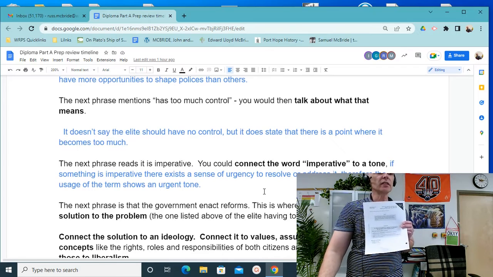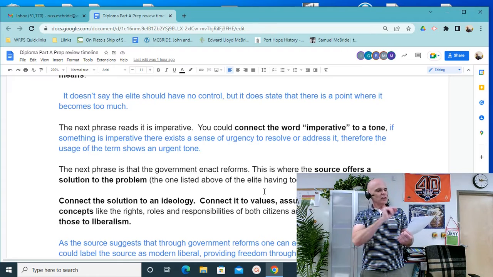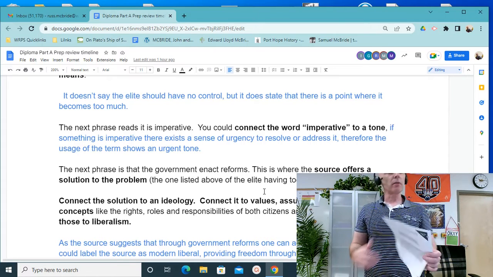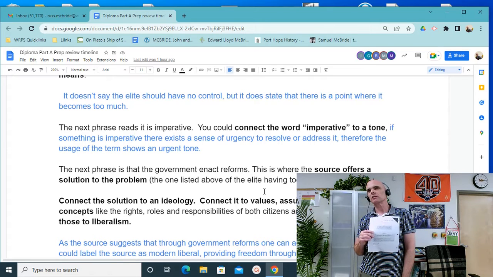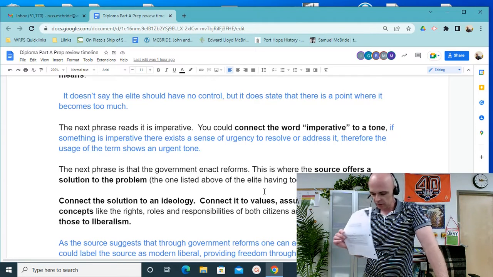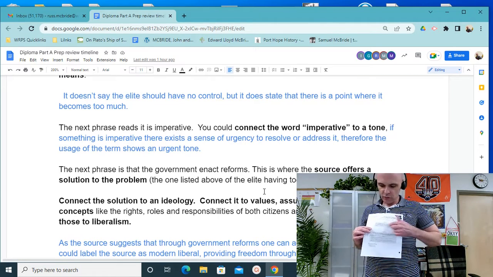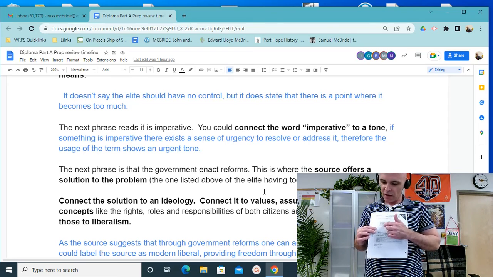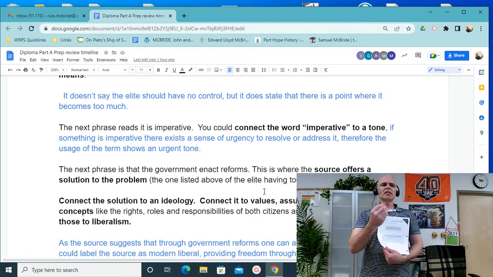The next phrase reads, it is imperative that the government enact reforms. Think about the last time you used the word imperative in conversation. Probably not often. The word imperative has a tone attached to it. As we're working through the source line by line, key phrase by key phrase, we've circled the word imperative, and we're going to say that, if something is imperative, there exists a sense of urgency to resolve or address it. That's what the word imperative means.